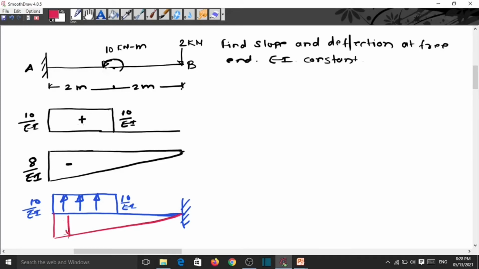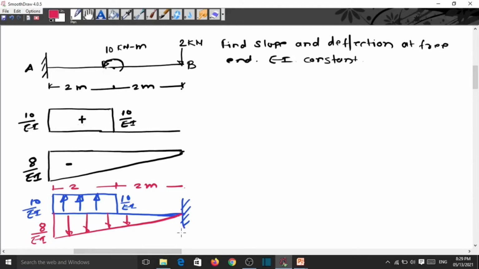So here is a downward load, and this is 8 by EI. We know this distance is 2 meters and the remaining is 2 meters. So now our aim is to find this reaction and the moment.